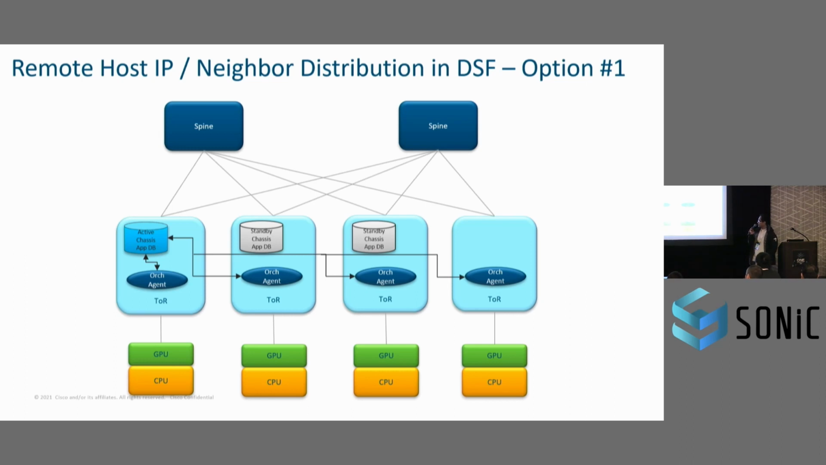And once that is in place, the neighbor orcs or the orc agents would talk to the active chassis DB, and the Redis cluster does support a virtual IP address that represents the entire cluster. So from the application standpoint, they would always talk to the virtual IP, and then Redis ensures that the connections, or the requests, actually go to, and the response comes from, the current active chassis DB.